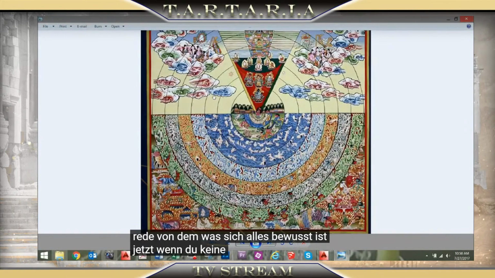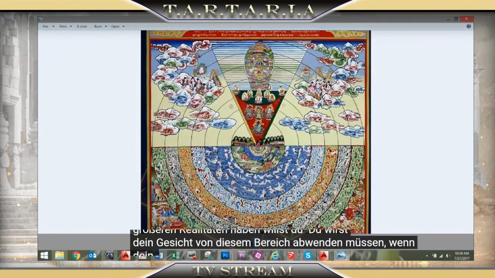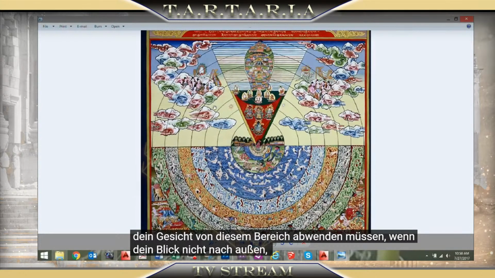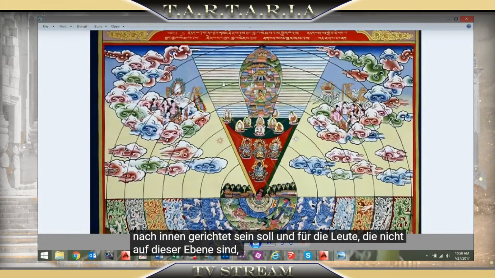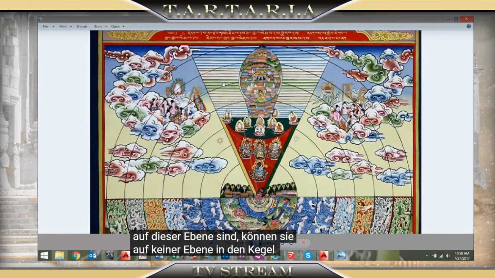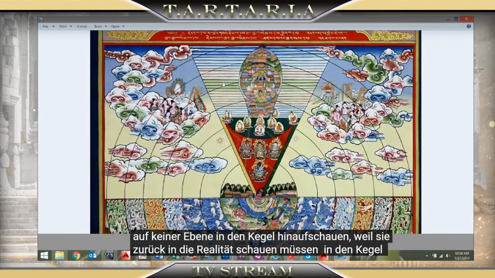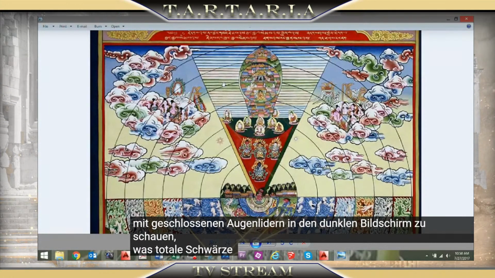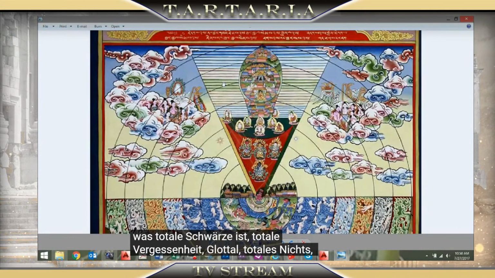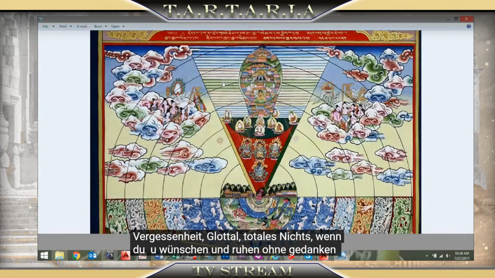Now, when you want to know bigger realities, you're going to have to turn your face away from this realm. Your looking has to be not outwards, but inwards. And for the people who are not at that level, they cannot look up into the cone at any level. Because to look up into reality, back into the cone, you actually have to look into nothing, which is true meditation, which is the capacity to sit still and look into the black, dark screen with your eyelids closed, which is total blackness, total oblivion, total nothingness, if you wish, and rest without thought.